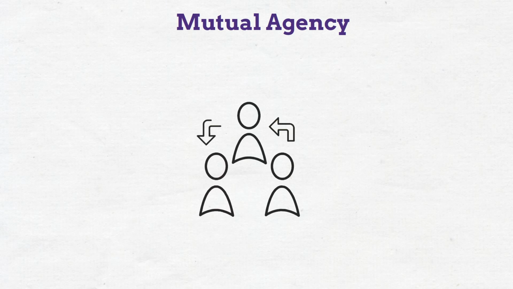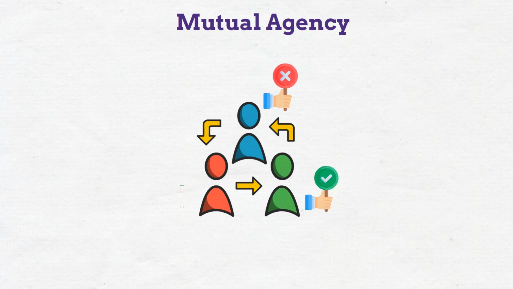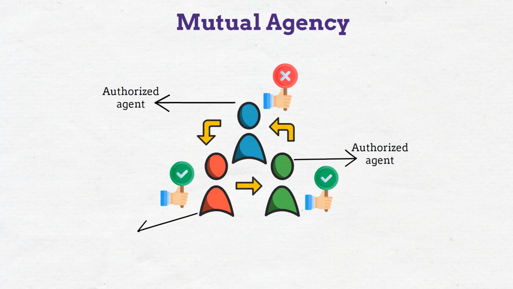Mutual agency. Mutual agency is a legal concept that applies to partnerships and other business organizations where two or more individuals work together to conduct business. In a partnership, mutual agency means that each partner has the authority to act on behalf of the partnership and bind the partnership to contractual obligations. Mutual agency implies that each partner in a partnership is a fully authorized agent of the partnership.